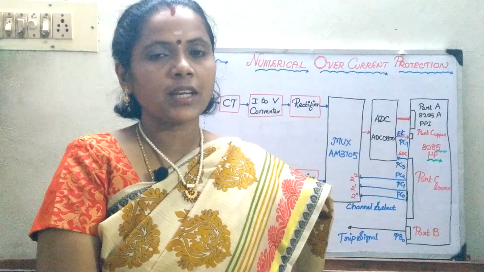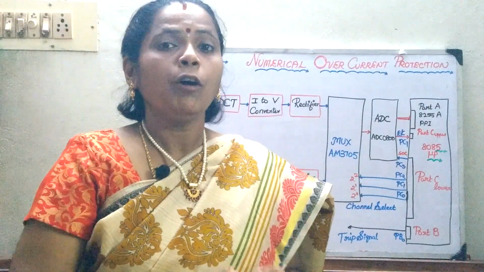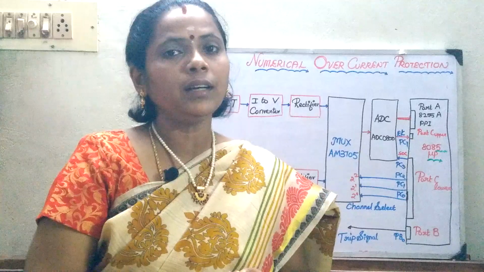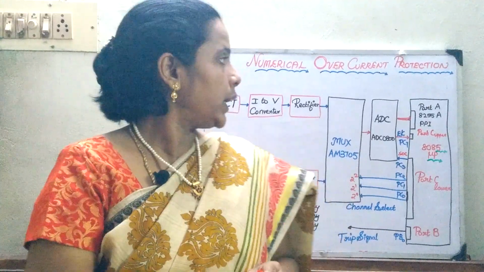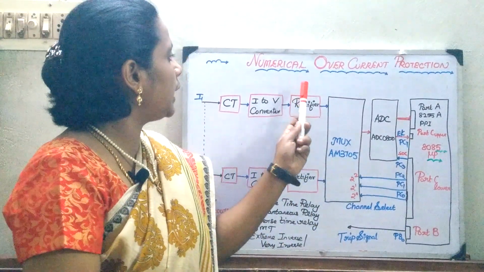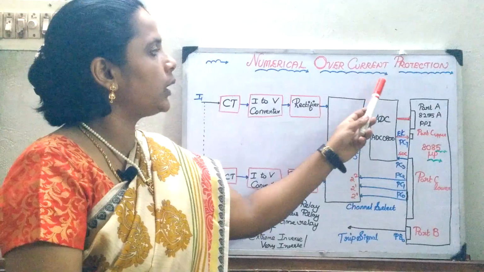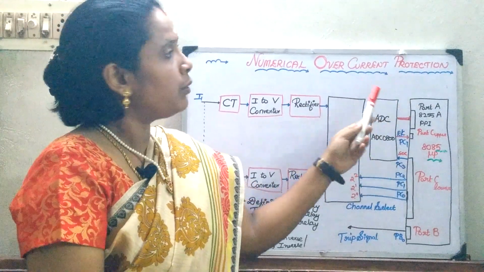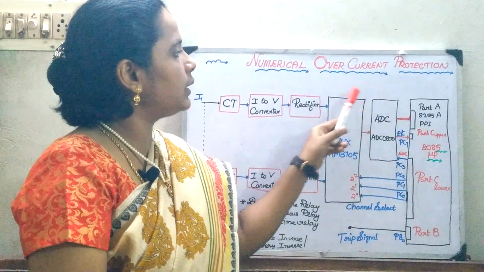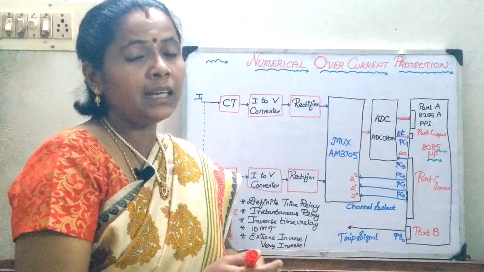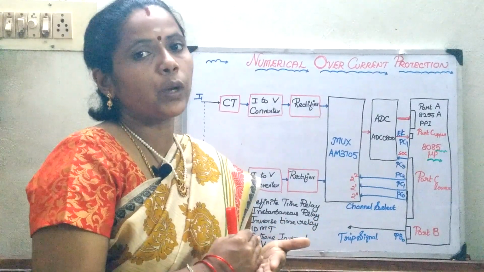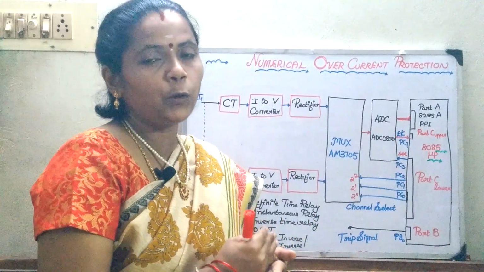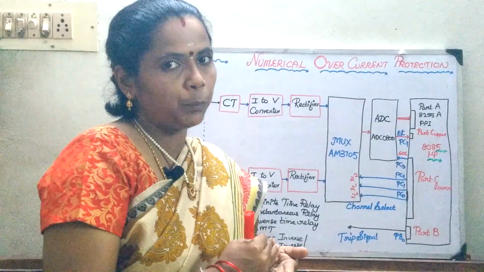In the last session we have seen the functional block diagram of a numerical relay. So in today's session we will be seeing numerical overcurrent protection. From the name itself it is evident the underlying principle is that whenever the fault current exceeds the pickup value, the relay should act upon it.